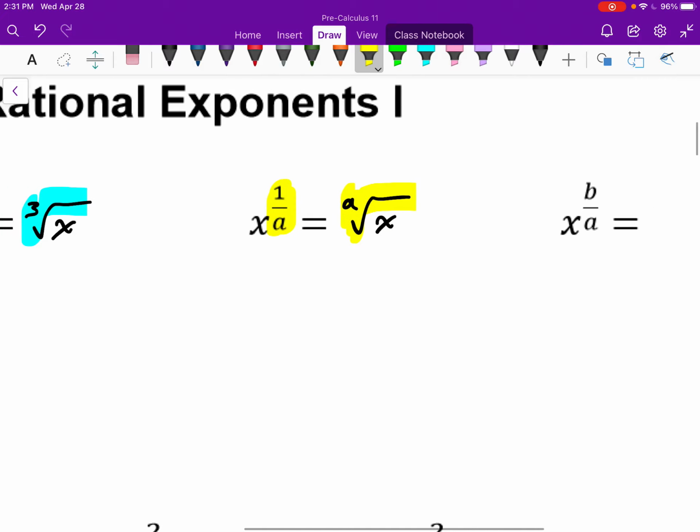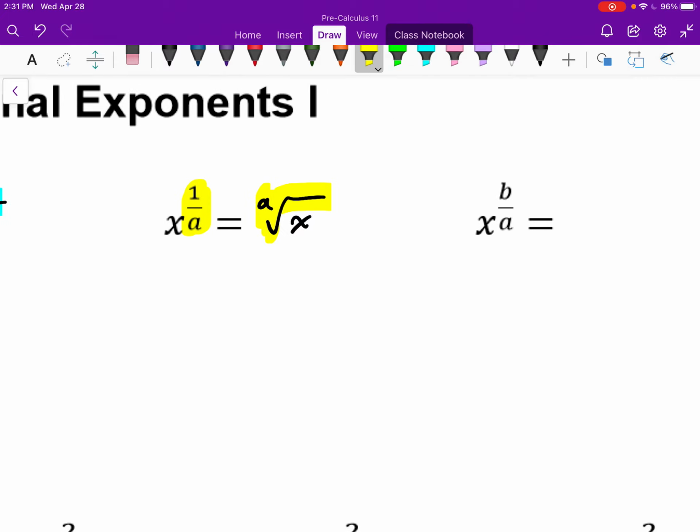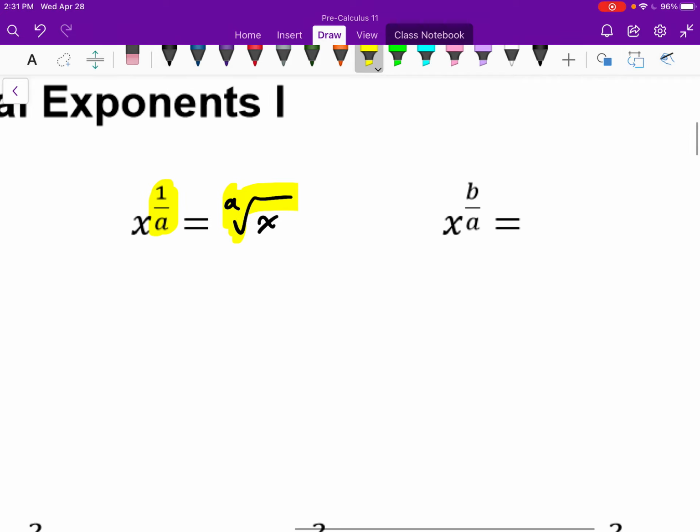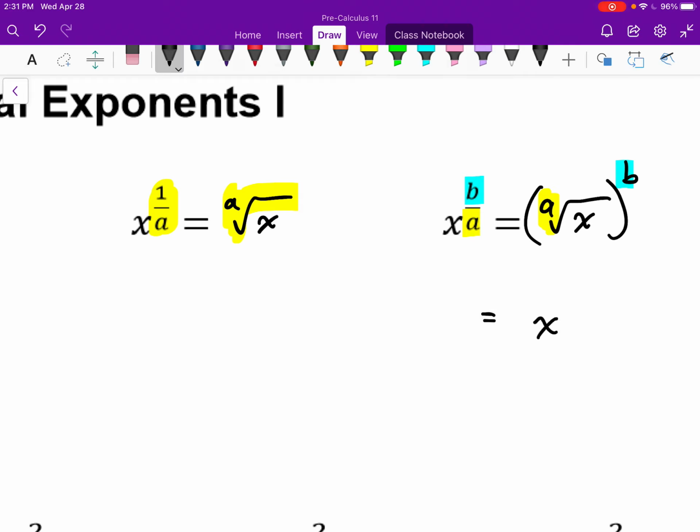And what if you have a power that doesn't have a 1 in the numerator? What if it's 2/3 or b over a? Well, there's two ways of writing this. I can either say this is the 8th root of x all to the power of b. That's one way of looking at it. That's perfectly fine. Or I can think of it as x to the power of b and then find the 8th root of all that.